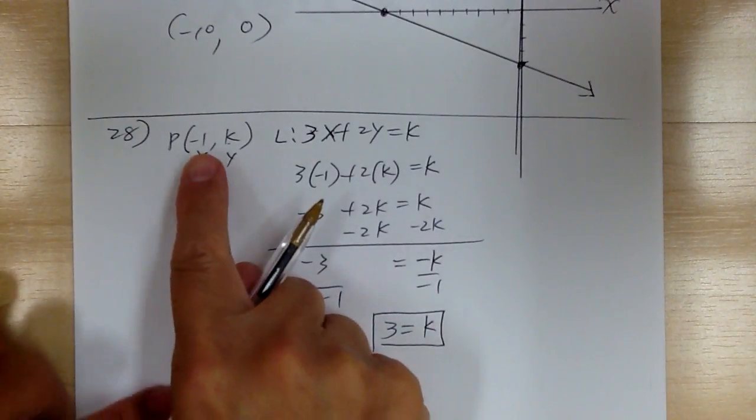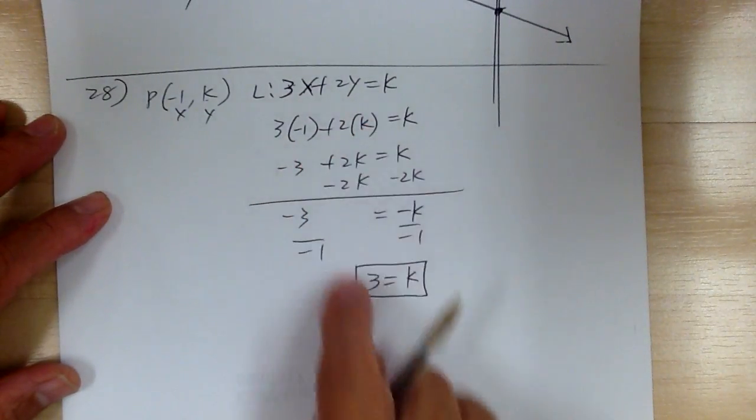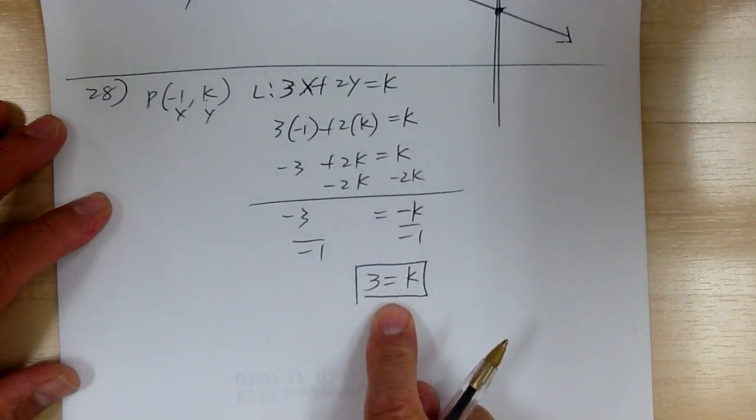Okay. In order for the point to be on the line, you have to be able to substitute and fit in there. And so you substitute, and you get k equal to 3.